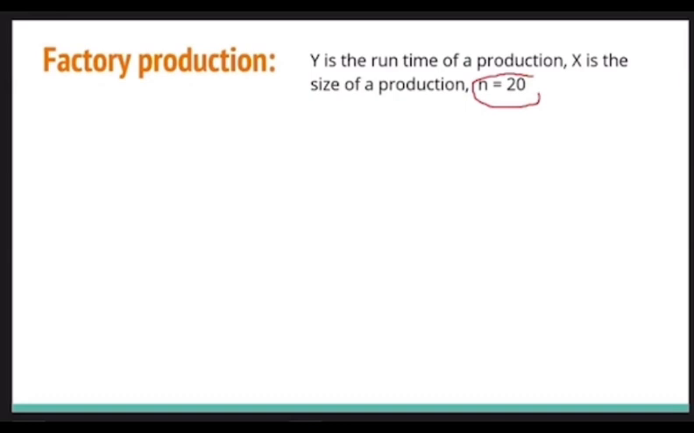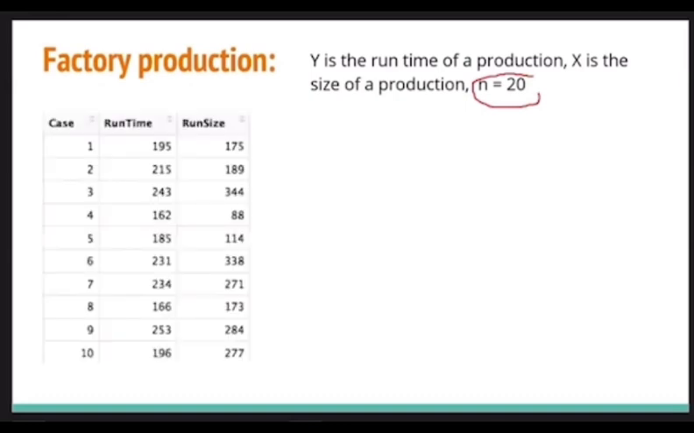Now I'm going to show you the data. This is the first 10 data. Choosing 20 means we're going to have 20 cases, right? And the 20 cases were chosen randomly, because it is not only 20 times they work in this company. So we only choose 20. Now, the first case, when the run size is 175, took 195 run time. These are available data.